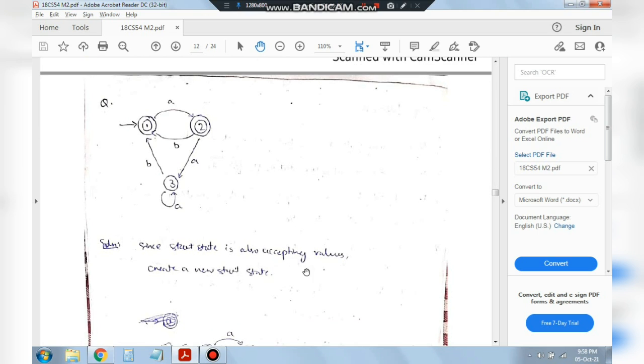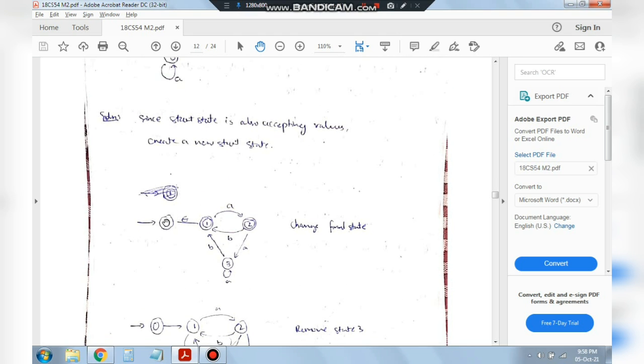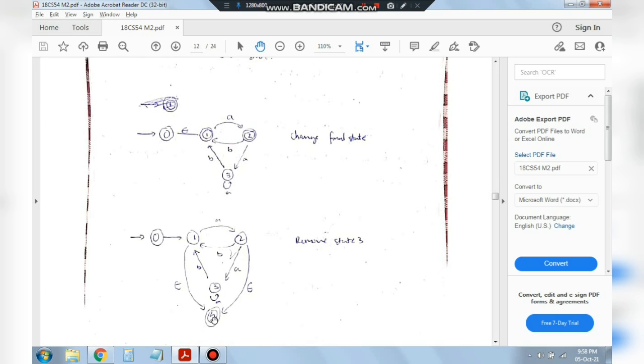Okay. Let's discuss another example here. Here we have two final states as well as one starting state. So let's see how to approach this question. Since the start state is also accepting values, create a new start state. So here I will create a new start state which will be connected with this one via epsilon, and then it's having two final states, so therefore it cannot have two final states. We should have only one. What I'll do is I'll create a new final state, connect this with the new one, and this also with the new one, and the connection is made via epsilon, and then remove the two final states from here, because this is the new state, right?